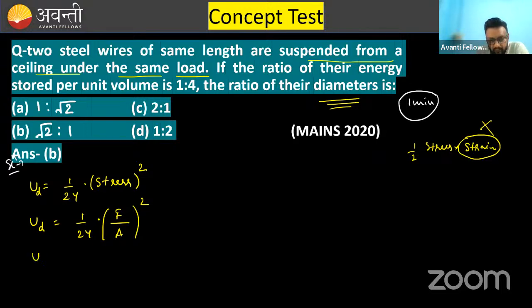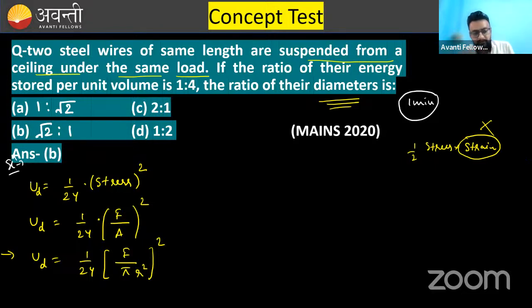Again, 1 upon 2Y, force, and area is what? Pi r square. You know the area is pi r square, and that is whole squared. I think there is nothing to worry about those terms. Why have we transformed area into pi r square? Because we need to find the relation with the diameters. If you calculate the ratio of radius, then it will be the same as the ratio of diameter. So there is no problem with that.